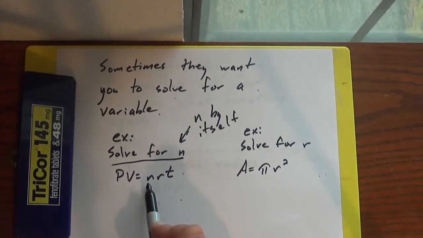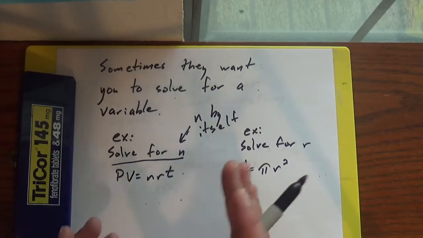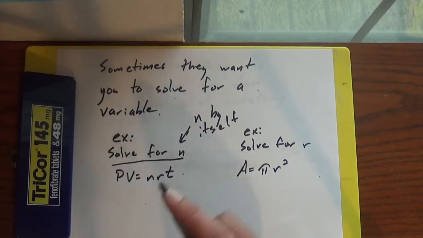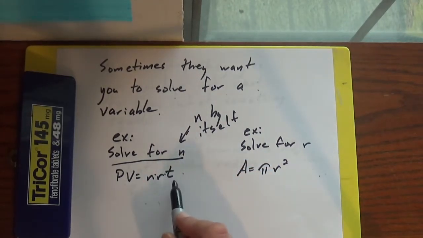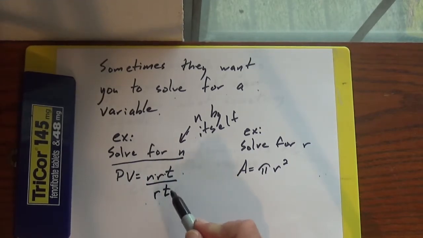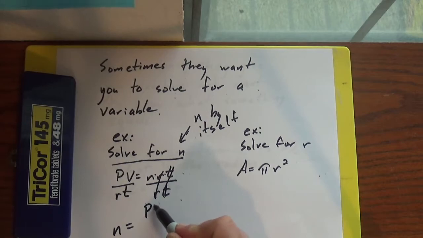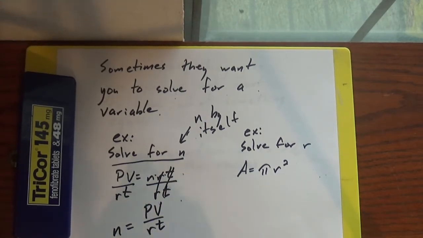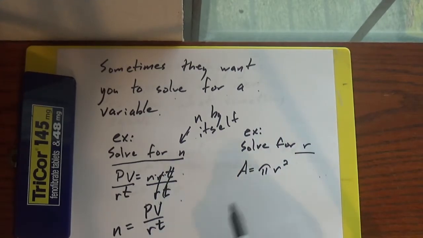So right here I've got n, r, and t. R and t are just numbers. I don't even need to know what number they are, but I can treat them like numbers. So since n is times r and times t, to get n by itself I need to do the opposite. So I'm going to divide by r and t. And since I divided here, I need to divide here. Now these are gone and these are gone, so n equals pv over rt.